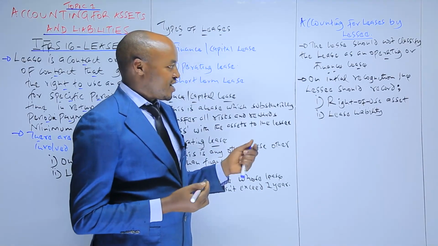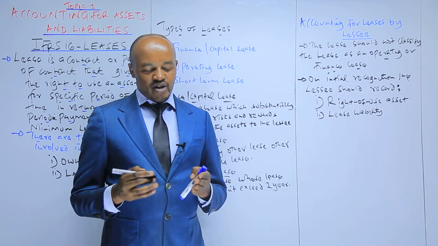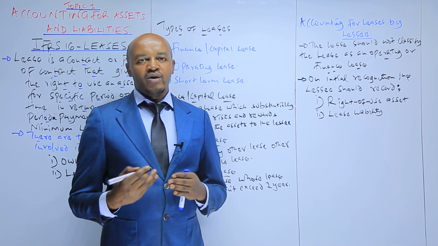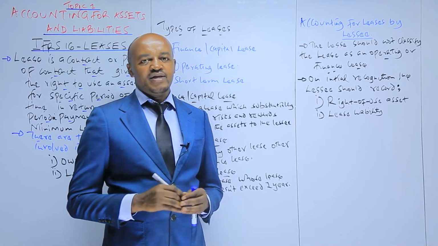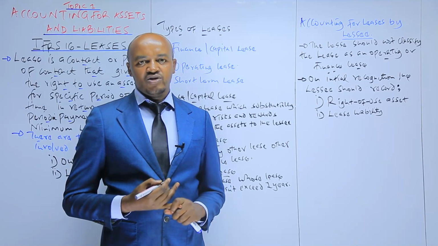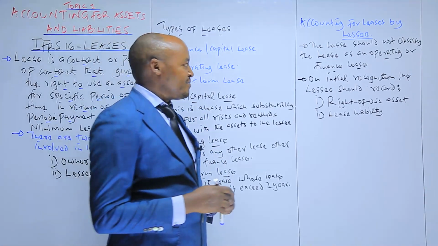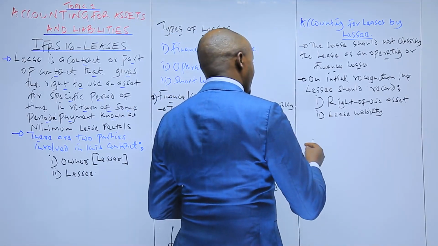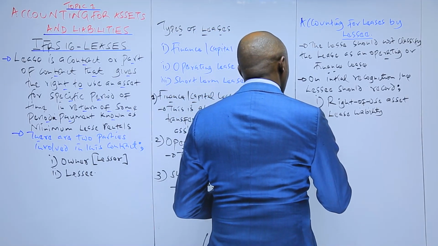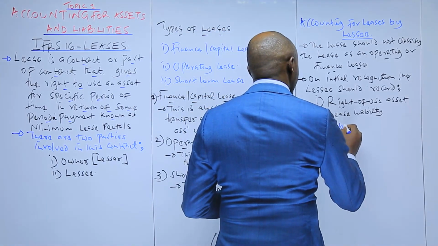Therefore, in this particular case, we are going to look at how we determine these two items. How do we determine the right of use asset? And number two, how do we determine the lease liability? So I think we can start by looking at how we determine what we refer to as the lease liability.